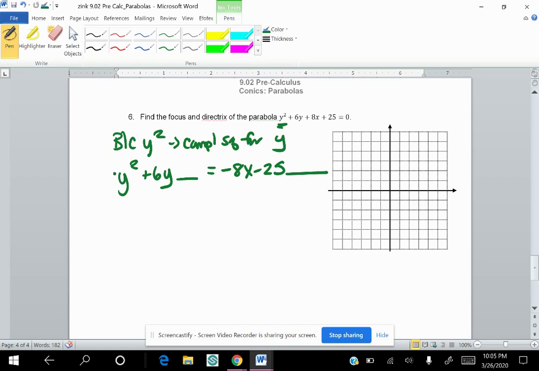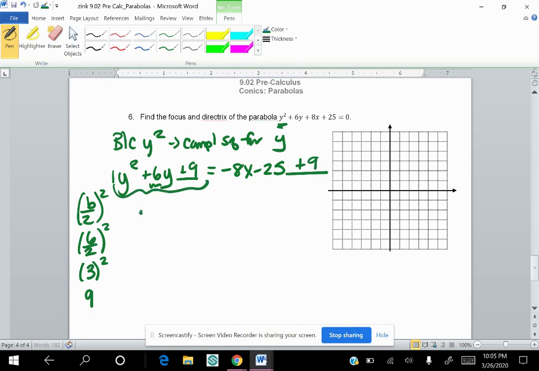Now I notice that I have a 1 in front of my y squared right here. That's good news, so I didn't need to divide or multiply by anything. So now I'm going to do my b over 2 quantity squared. My new b here is 6. It's also my old b because I didn't multiply or divide by anything. I've got 3 squared, which gives me 9. So I'm going to add 9 to both sides.